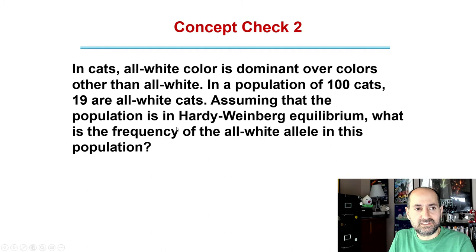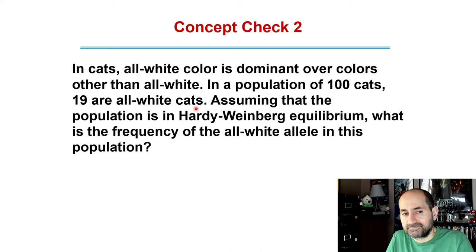What do you say? So here it says, in cats, all white color is dominant over colors other than all white. So all white would be dominant. In a population of 100 cats, 19 are all white cats. So 19 exhibit the dominant phenotype. So that would be the homozygous dominants, that's your p squared, and your heterozygotes, which would be the 2pq. Assuming that the population is in Hardy-Weinberg equilibrium, what is the frequency of the all white allele in this population?